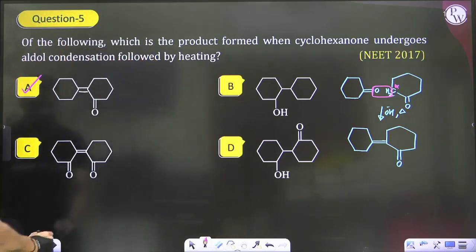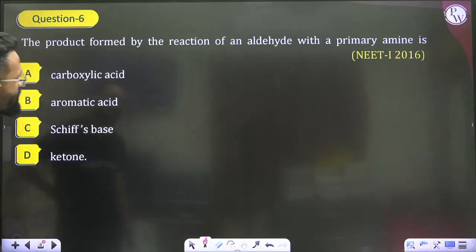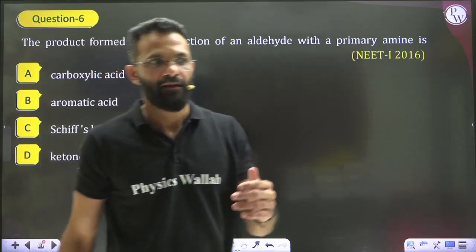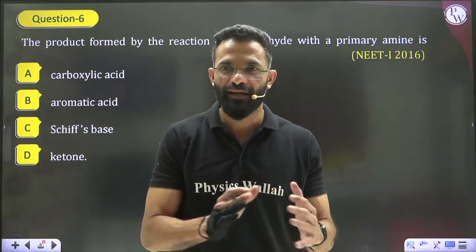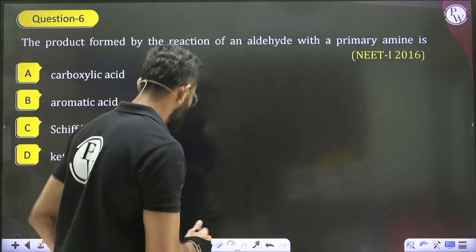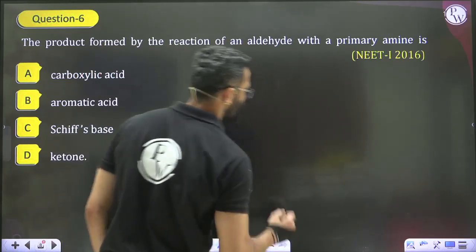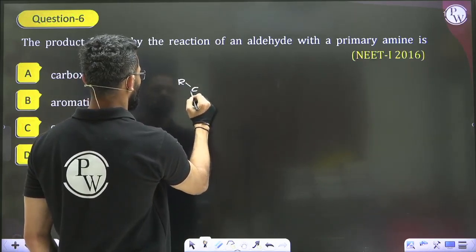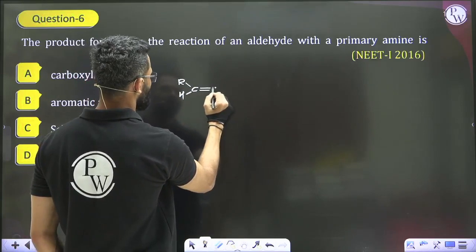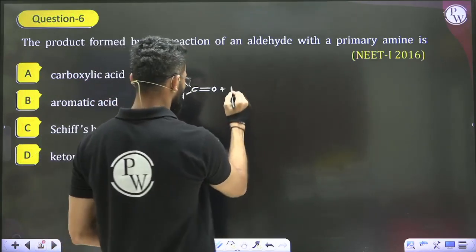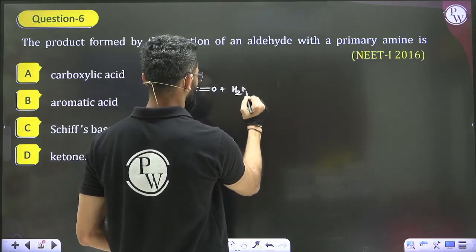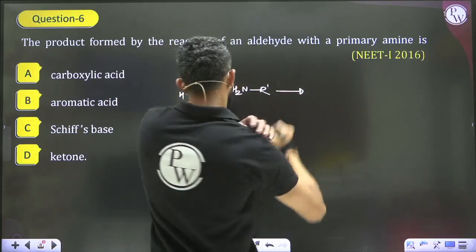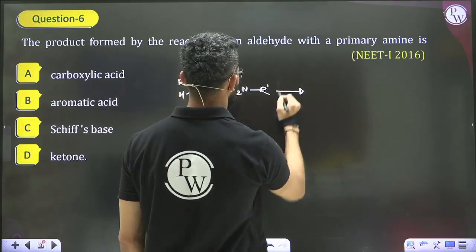So next question, number 6. The product formed by the reaction of aldehyde with the primary amine. Okay. So this is the reaction, we call it the reaction of carbonyl compounds with ammonia derivatives. So again, if we have to write down the reaction, we can put it this way. Reaction of an aldehyde, RCH=O, with primary amine. Primary amine is written as H2N-R', which is generally treated in a weakly acidic medium.